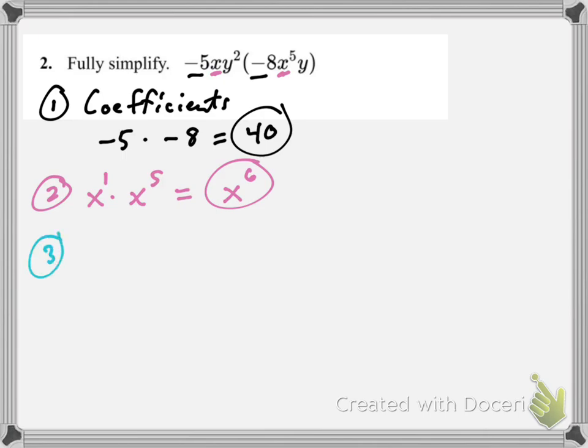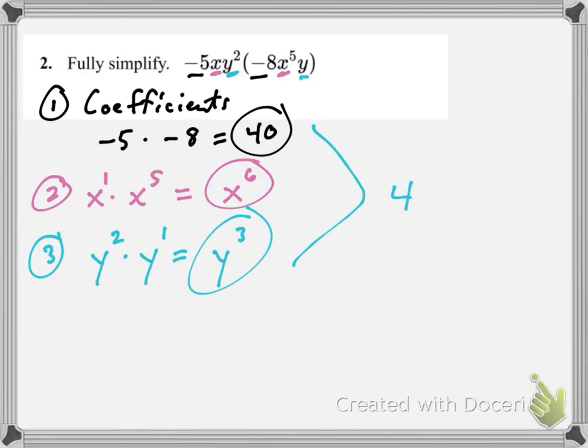And now for the y's, I have y squared and y. So y squared times y. Well, again, that's y to the first. So add the exponents, get y to the third. So my final answer is 40, x to the sixth, y to the third.